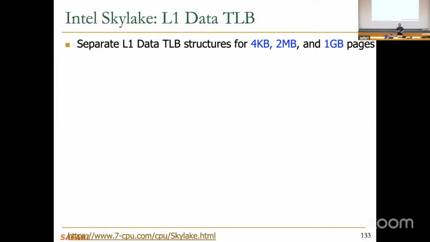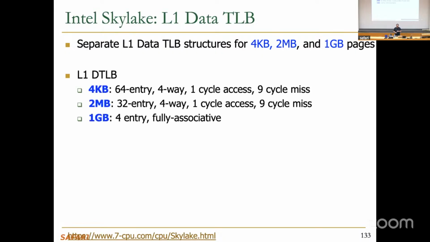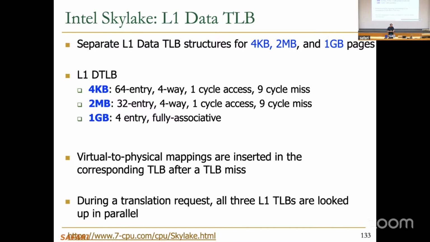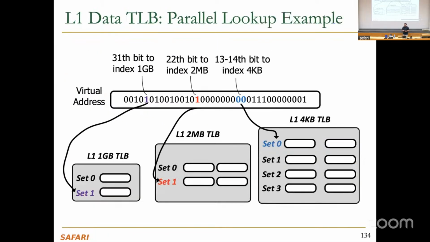When it comes to the L1 TLB, data TLB, modern systems use 3 different page sizes: 4 kilobytes, 2 megabytes, and 1 gigabyte page sizes. I will not go into deeper details of how this is done, but imagine it as we do not know the page size a priori. We know it only after we perform the address translation. So we have virtual to physical mappings inserted in the corresponding TLB after a TLB miss, and during a translation request, all the 3 TLBs are looked up in parallel.